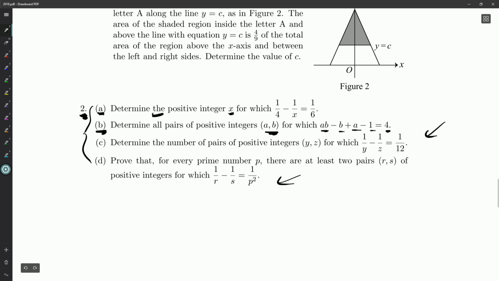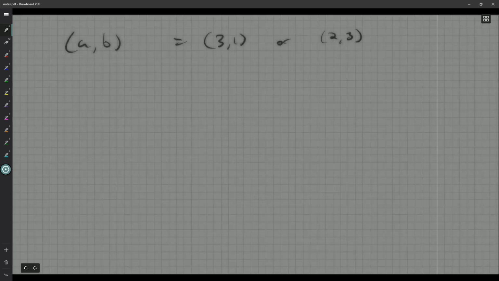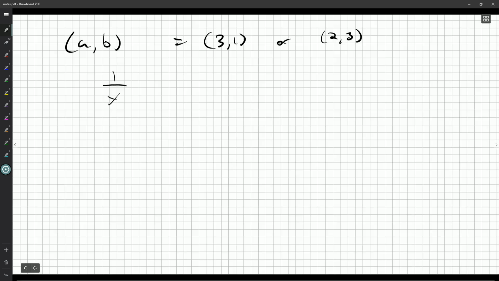C part, determine the number of pairs of positive integers y, z, for which 1 over y minus 1 over z is equal to 1 over 12. I said x, y, even though it's y, z. I suspect B will be involved somehow, but let's see what we can do here. Oh, incidentally, we already know an answer, 4 and 6. We saw that in A part. But what can we do?